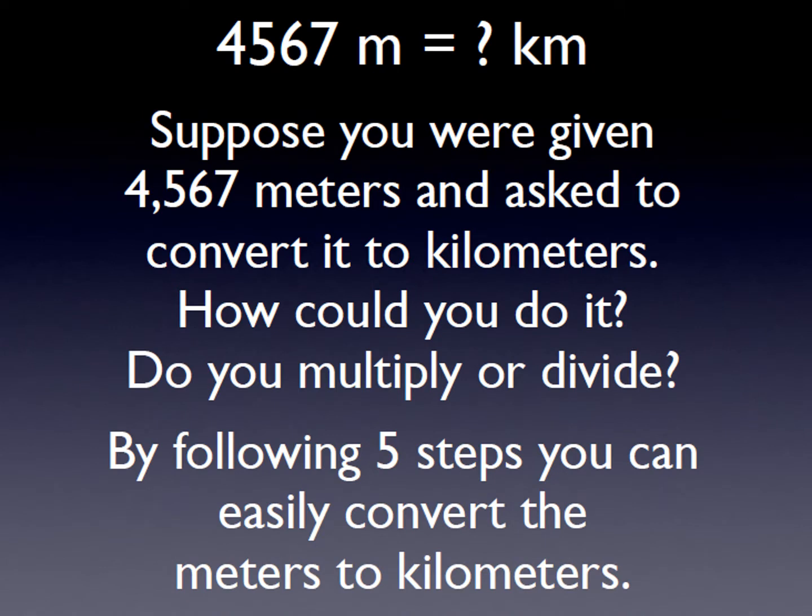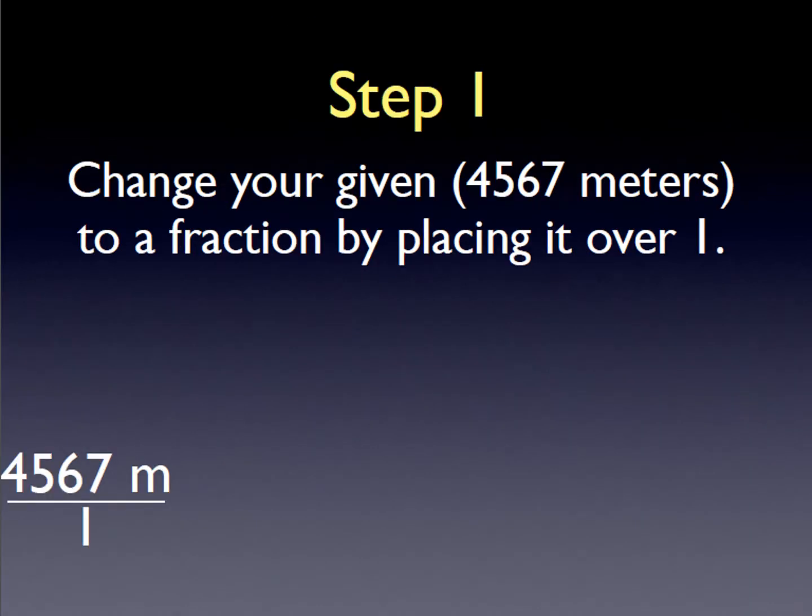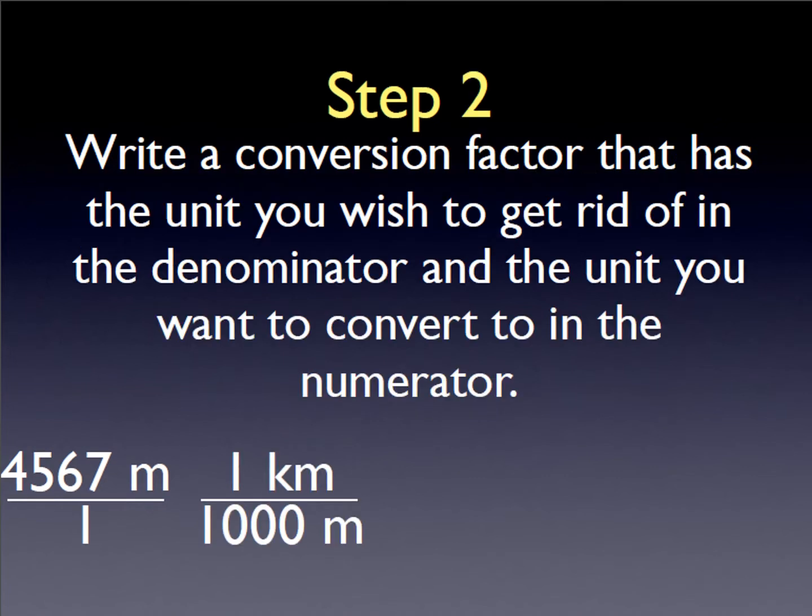So suppose you have 4,567 meters and you want to convert that to kilometers. How do you do it? Do you multiply, do you divide? So you follow the 5 steps. You can convert anything easily, in this case meters to kilometers. So you have your given, that's step 1. You could put a 1 on the bottom and make it a fraction, that is optional. Then you want to make sure you have the unit that you're given diagonal from your given. So meters is on top and meters on the bottom. That's the only way you can cancel units out.